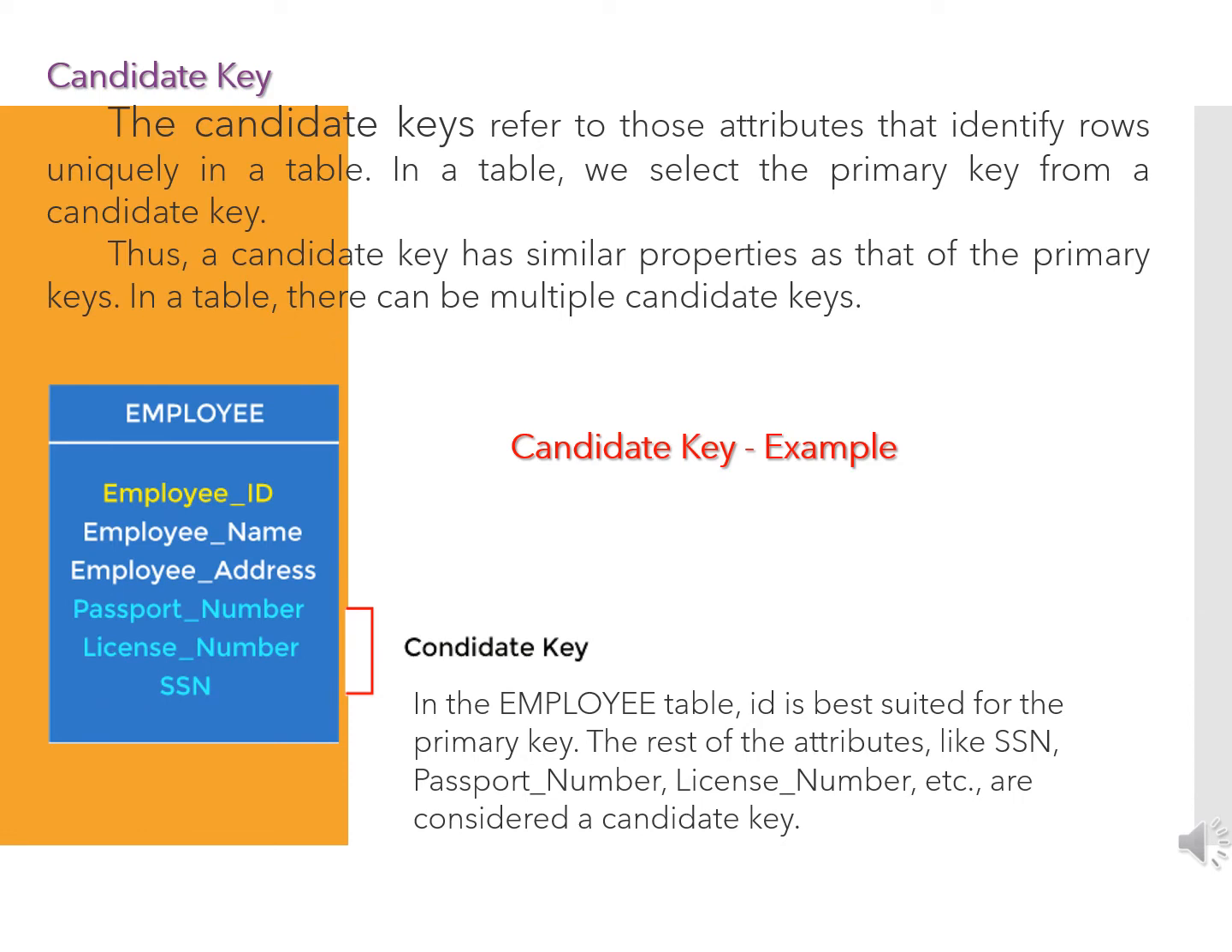Now let's see about the next key called candidate key. The candidate keys refer to those attributes that identify rows uniquely in a table. In a table, we select the primary key from a candidate key. Thus, a candidate key has similar properties as that of the primary key. In a table, there can be multiple candidate keys. We can see the example below. In the employee table, ID is the best suited for the primary key, while the rest of the attributes are also unique. You can see passport number, license number, and SSN can also be used as the candidate keys.